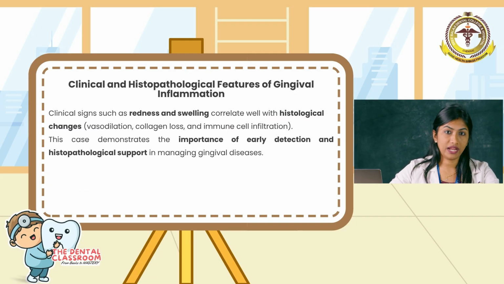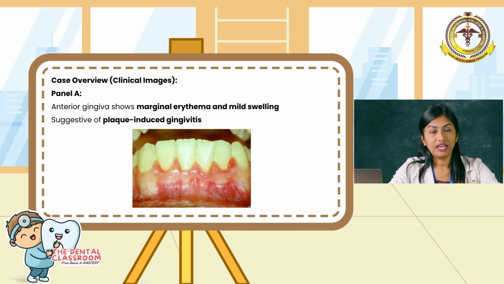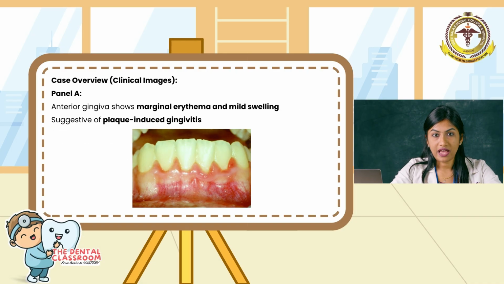So how can we correlate the clinical and histopathological features? We'll discuss a case. First, panel A is the anterior gingiva, which has marginal gingivitis. This is clinically reflected as reddishness and swelling pertaining only to the marginal gingiva, and here the main contributing factor is dental plaque. So this is a clinical picture of a case.